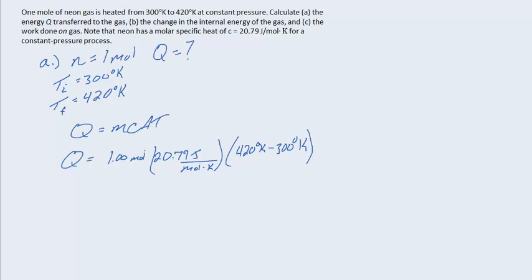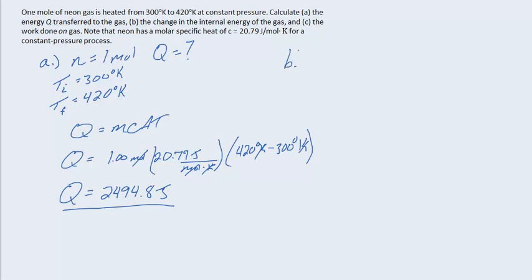When we multiply this through, we see that our moles will cancel, and our Kelvin will cancel with our change in temperature, which will leave our answer in joules. So our Q value, when calculated out, will give us a value of 2,494.8 joules. In part B, we're asked to determine the change in the internal energy of the gas.